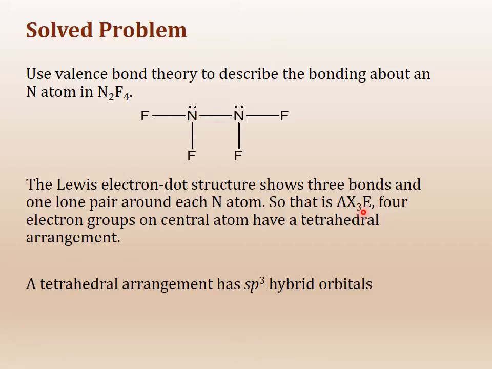AX3E means that there are four electron groups. How? 3 plus 1, 4. Or you can just look at the structure: 1, 2, 3, 4. Four electron groups. If you have four electron groups, then the only hybridization possible is sp3 hybridization, because that's the one that has the tetrahedral shape. It's as simple as that. Four electron groups, sp3 hybridization.